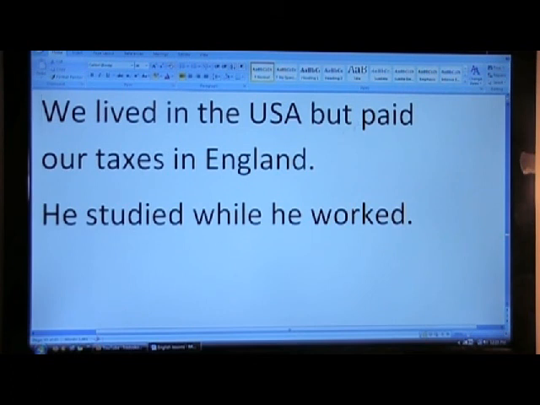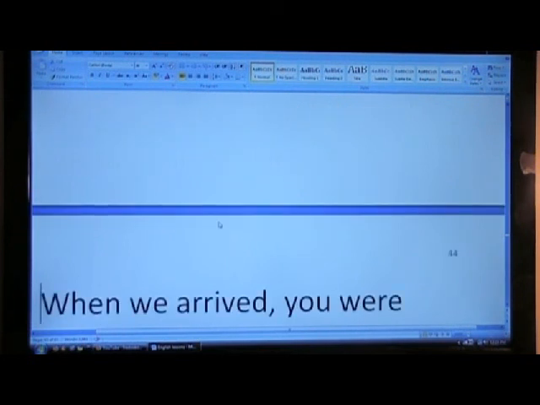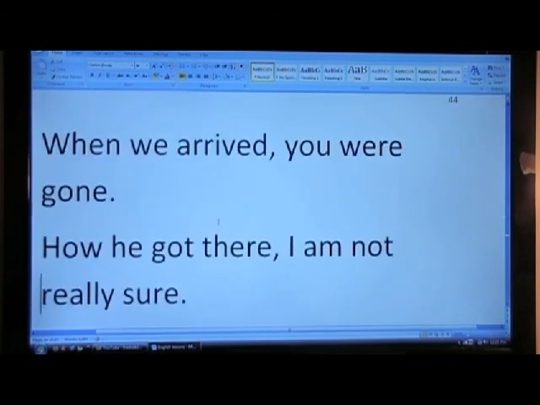He studied while he worked. Now here, in this sentence, he studied is a complete sentence, but while he worked cannot stand on its own. So it's a phrase. When we arrived, you were gone. You were gone is a complete sentence. When we arrived is not. It's a phrase.